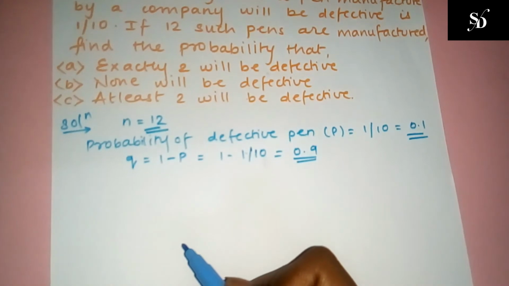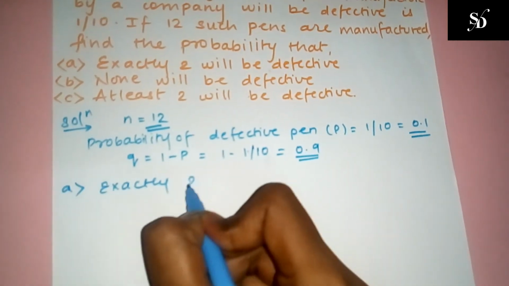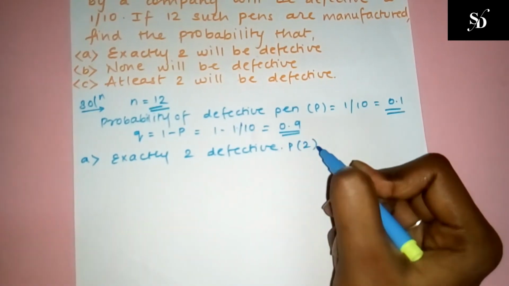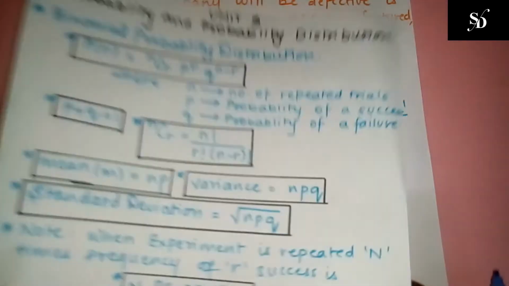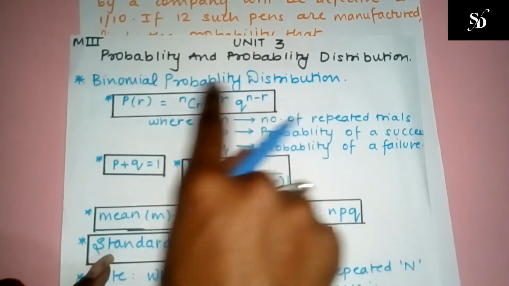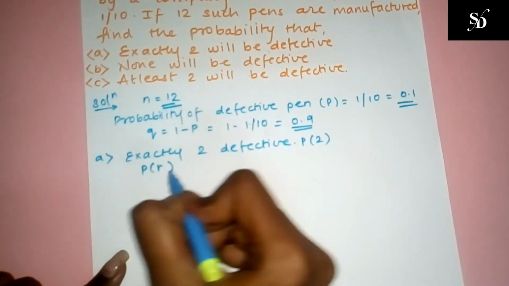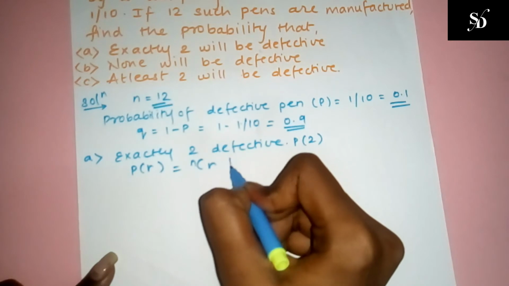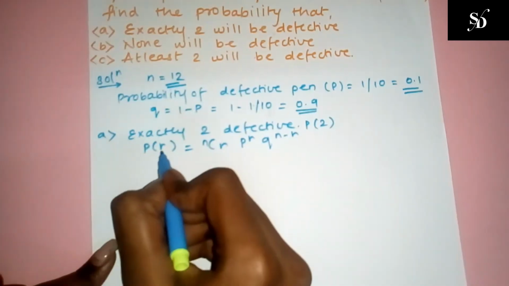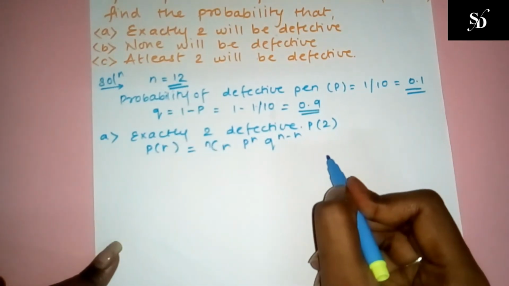Now when we have what is given, we'll start finding things. The first thing is exactly 2 will be defective. Now what do you mean by exactly 2 defective? That is, we have to find P of 2. The formula for binomial probability distribution is P of R is equal to nCr P raised to R Q raised to n minus R. We have R as 2, we have the value of n, we have the value of P and the value of Q. We have to just put in the values and solve the sum.